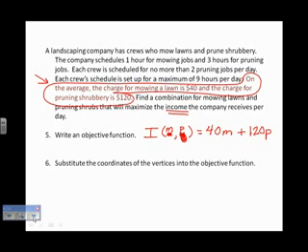In step 6, what you want to do is take those vertices that we found on the last screen, the same exact vertices, and substitute them into this function that we just wrote, and we want to answer our question. So our question says maximize. So we're going to substitute those points in, and we're going to find our maximum value.